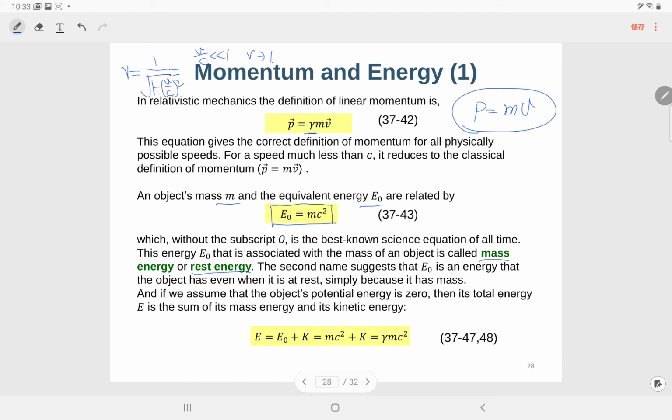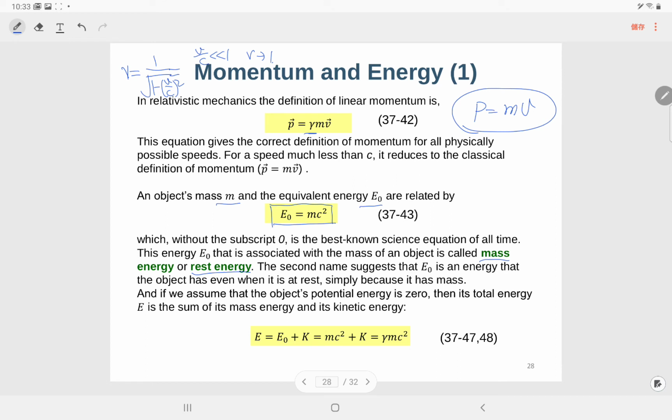So this is the E0. So we have the subscript here. Maybe for primary students we don't have a subscript, so we only have E equals mc squared. So the second name suggests that E0 is an energy that the object has even when it is at rest, simply because it has mass.